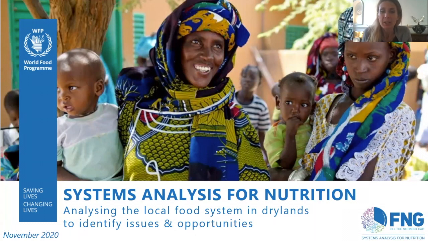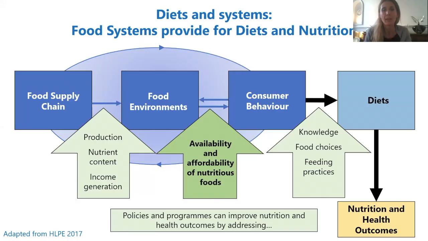So I'm going to be talking about analyzing the local food system in drylands to understand the specific issues and opportunities in this context for addressing wasting. Here we have a conceptual framework, as was presented by Patricia, of the food system. And we're particularly interested in drylands food environments. This food environment is shaped by the food supply and the consumer behaviors.